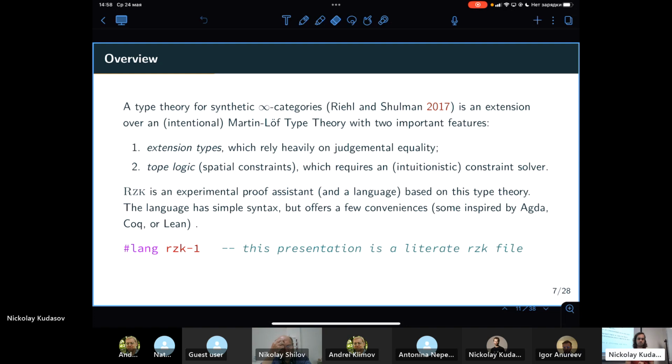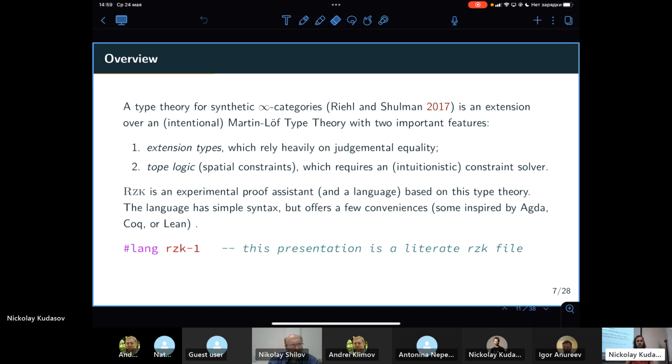So simply put, type theory for synthetic infinity categories, Riehl and Shulman's, is actually, what they present in the paper is not just a type theory for synthetic infinity categories. They present what's called a type theory with shapes, which is a slightly more general theory within which some of the types behave like infinity categories.